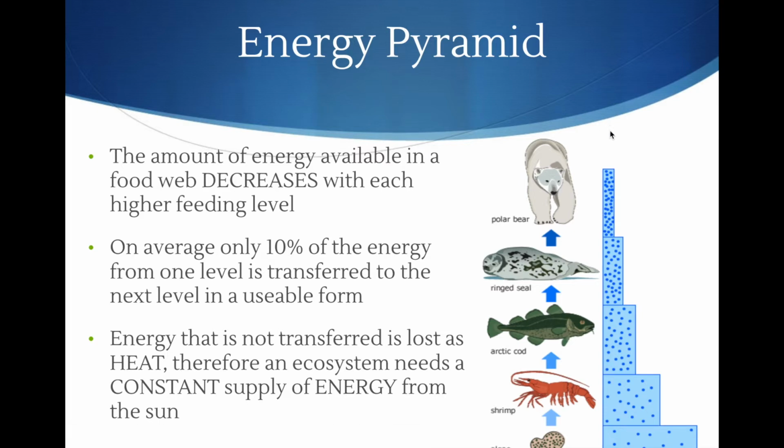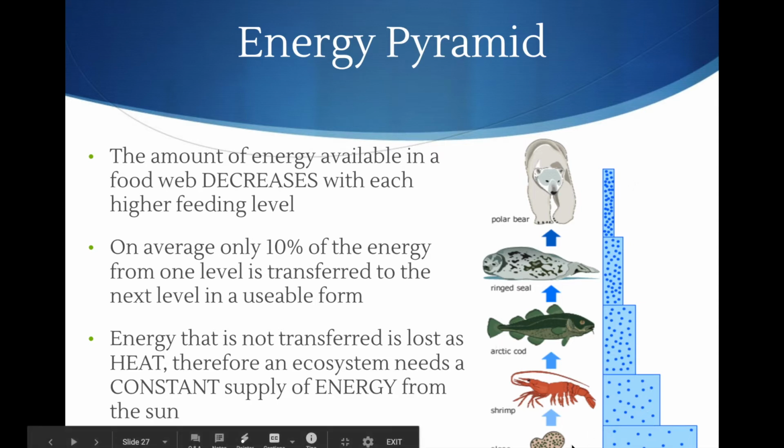We talked about this last time, but only an average of about 10% of the energy from one level gets transferred to the next level in a usable form. So in this case, when the shrimp eat the algae, the shrimp are only going to get 10% of the energy that the algae had.